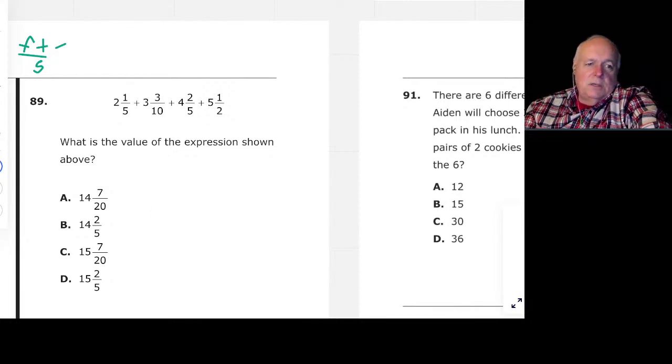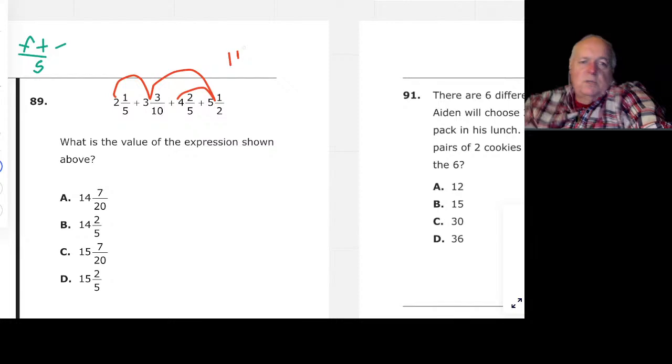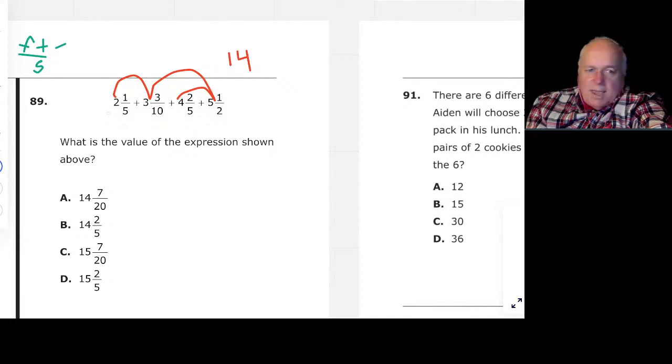So 2 plus 3 is 5, plus 5 is 10, plus that, so I'm going to get 14 for the whole numbers. I'm also going to double check that, just to make sure it really is 14. So I get 5 plus 4 is 9, plus 3 is 12, plus 2. So I did it backwards. I get 14 again. Now I have to add up the fractions, and I need a common denominator.